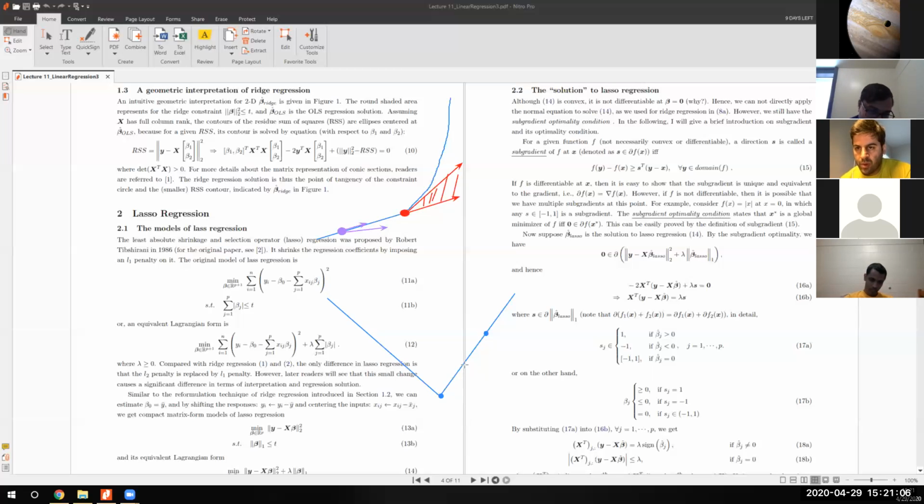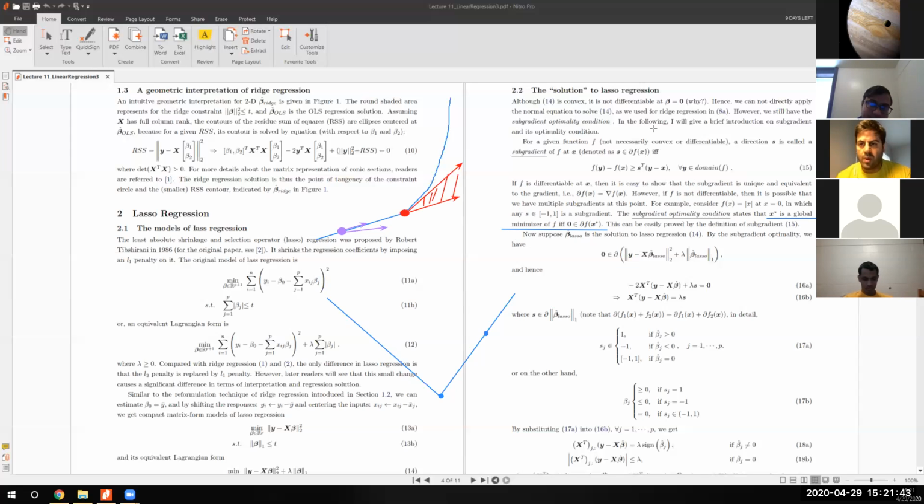This one, the direction is +1. This one, the direction is -1. So it is any direction from -1 to +1. Okay? So this is a subgradient, and later we're going to really use it. Now we have the subgradient optimality condition, which is: if x star is a global minimizer of f, then I must have 0 as a subgradient of f at this point.